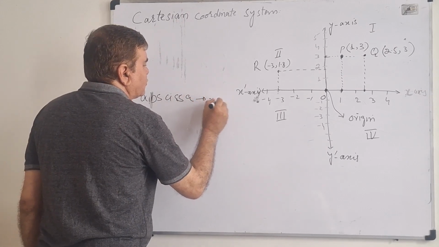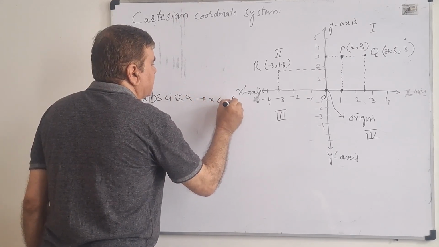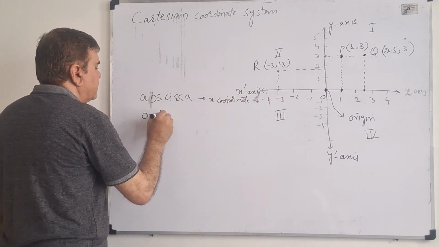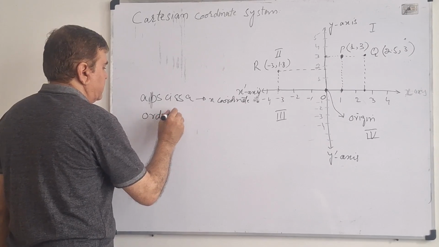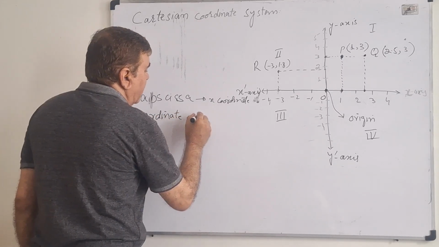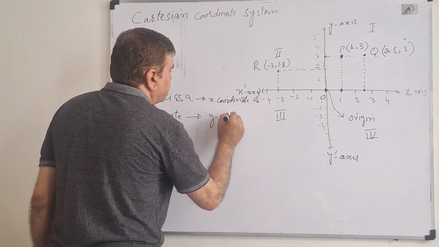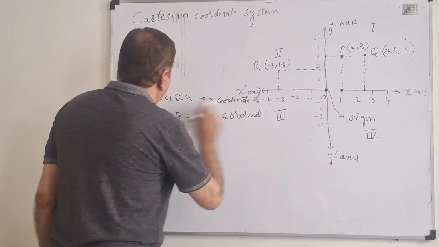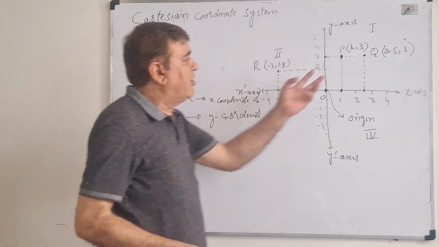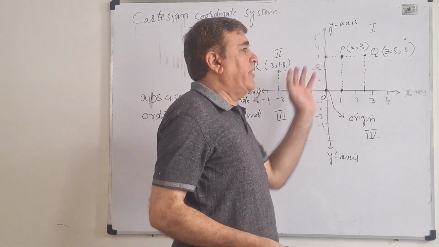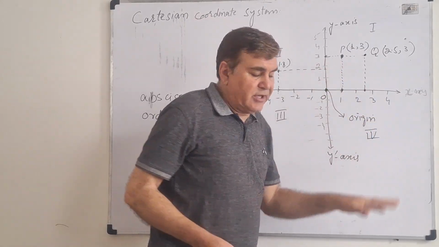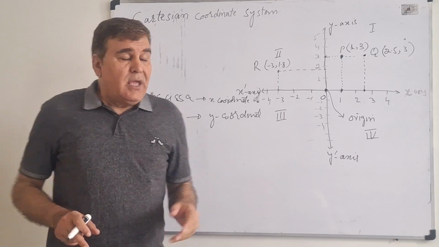Abscissa corresponds to the x coordinate value, and ordinate refers to the values along the y coordinate. So we use different names. You can call it abscissa, you can call it ordinate, but in physics we generally call it the value along the x-axis, the value along the y-axis. Similarly, x coordinate and y coordinate. We use words like that.